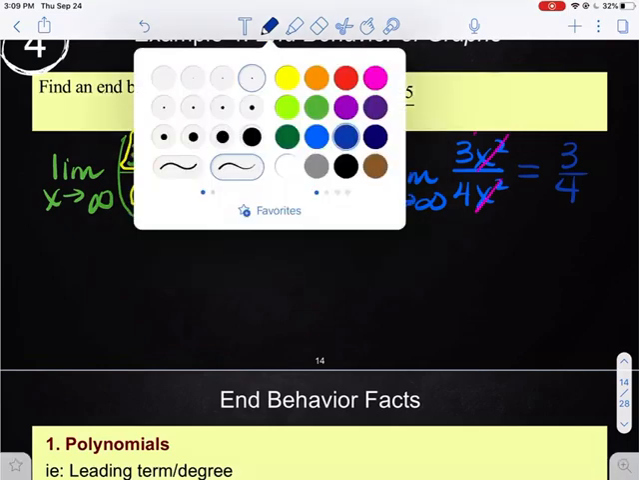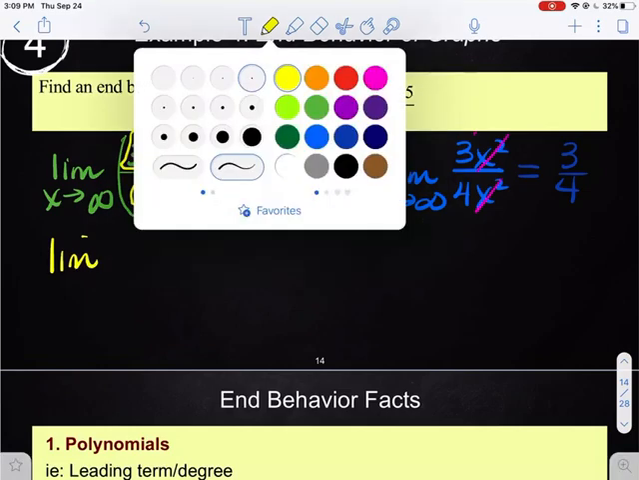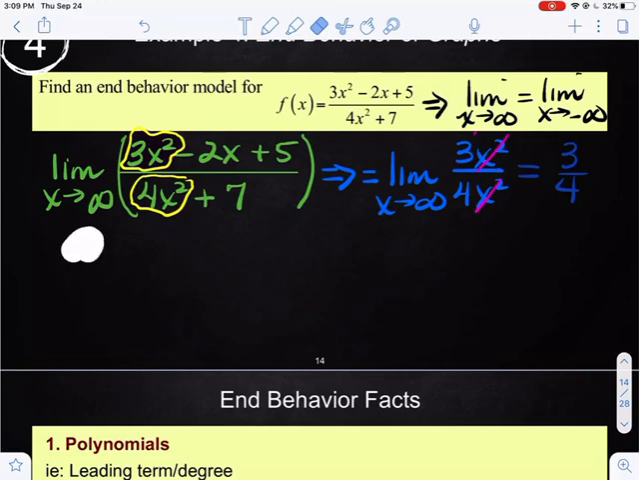Let me get a brighter color here. So we're going to say the limit, maybe let's put the answer up in the box up here because we're getting close to the end. So the limit gives us the end behavior as x approaches infinity is going to be equal to the limit as x approaches negative infinity. So the graph, we'll write a little sentence out for this.